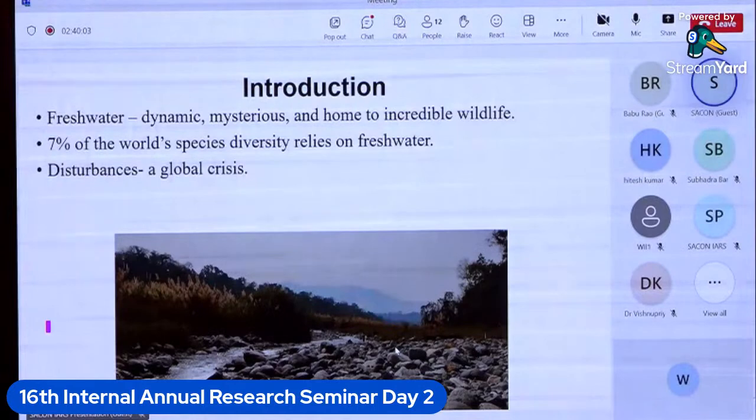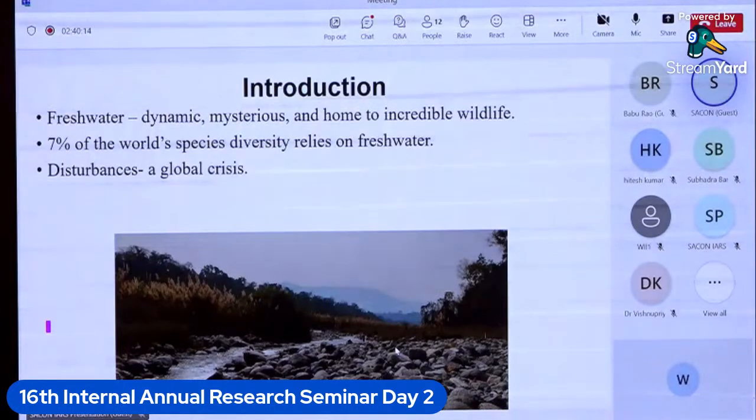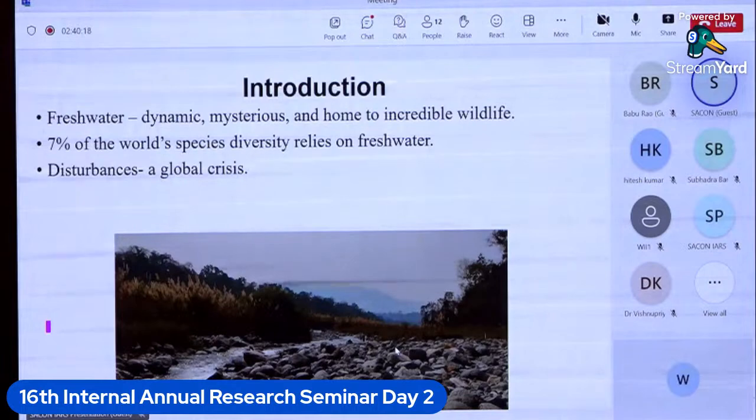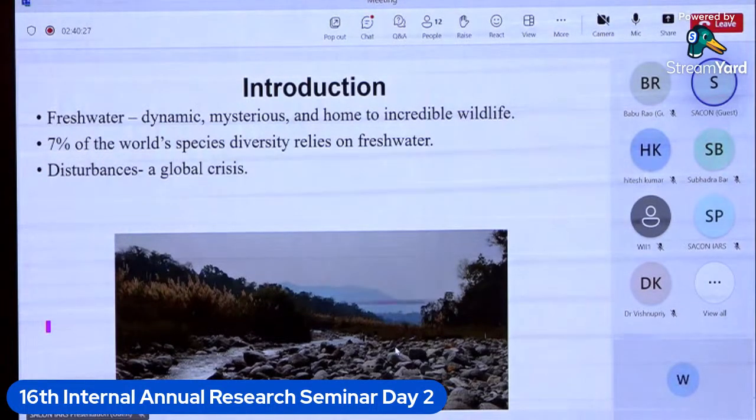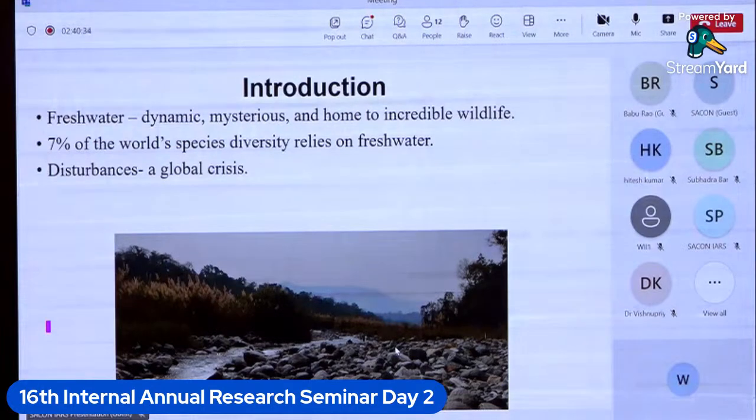Now, traditionally animals have depended on the freshwater ecosystem. However, these freshwater ecosystems are being disturbed by a variety of anthropogenic processes. There cannot be any place without human influence on the freshwater system. As a result, many river-dependent species are put at risk.